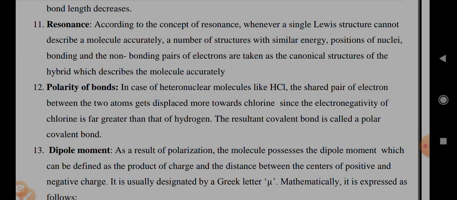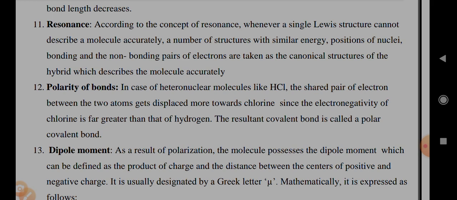Resonance. According to the concept of resonance, whenever a single Lewis structure cannot describe a molecule accurately, a number of structures with similar energy, positions of nuclei, and bonding and non-bonding pairs of electrons are taken as the canonical structures of the hybrid, which describes the molecule accurately.